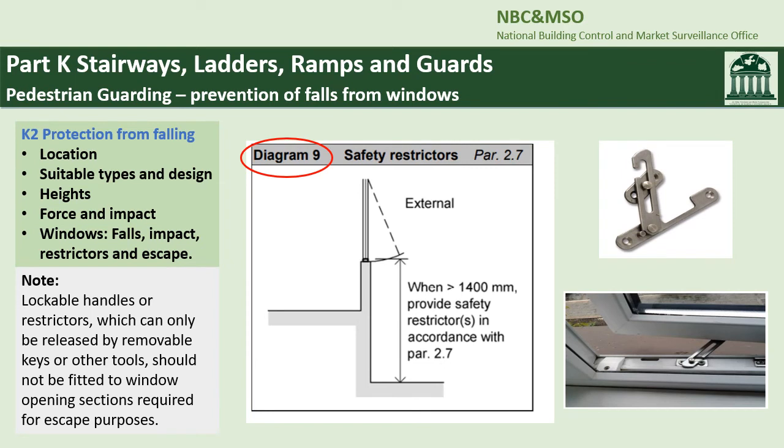TGD Part K requires that safety restrictors should be provided on all windows to limit the opening of the window to prevent accidental falling from a height greater than 1.4 meters. The restrictors should be able to be released without the use of a key or special tool when fitted to windows required for emergency escape. Windows should not be fitted with any locking mechanism that requires a key or special tool.